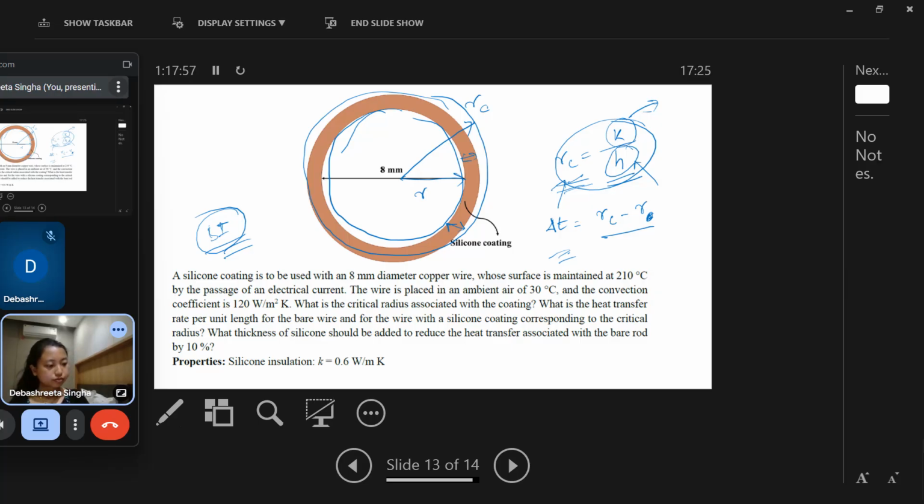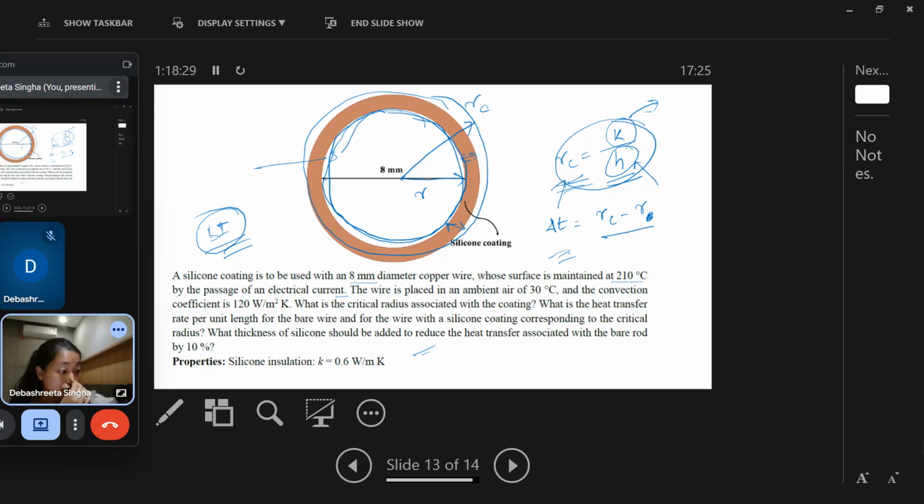Okay, should I solve this problem? This is a silicone coating. This insulation is used with an 8 millimeter diameter copper wire whose surface is maintained at 210 degrees Celsius by the passage of an electric current. This inner one is the copper wire and it has a diameter of 8 millimeter.